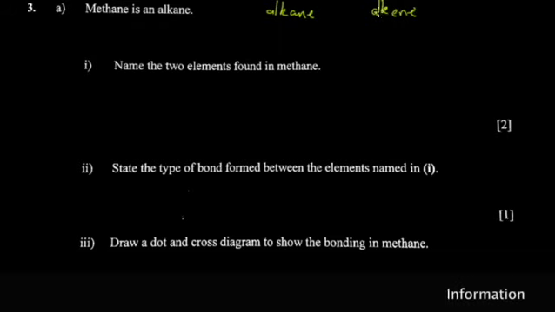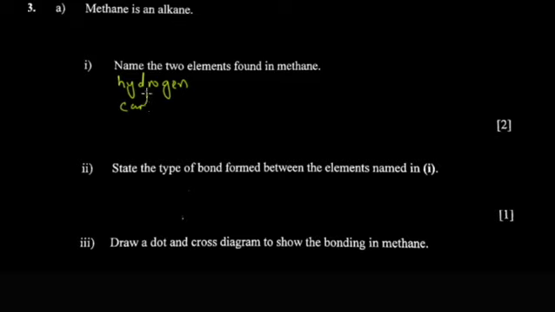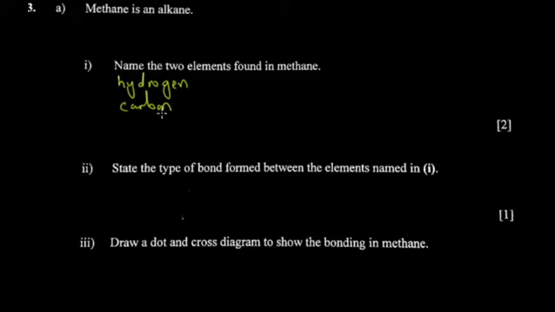Okay, you should know this. We'll understand later on why this difference is essential. But then, name any two elements found in methane. Methane is a hydrocarbon. A hydrocarbon means any compound that only has hydrogen and carbon. If it contains hydrogen, carbon, and oxygen, then it's not a hydrocarbon. So methane contains hydrogen and carbon.